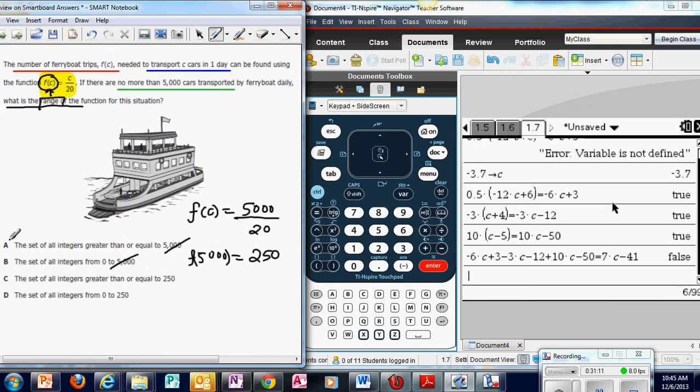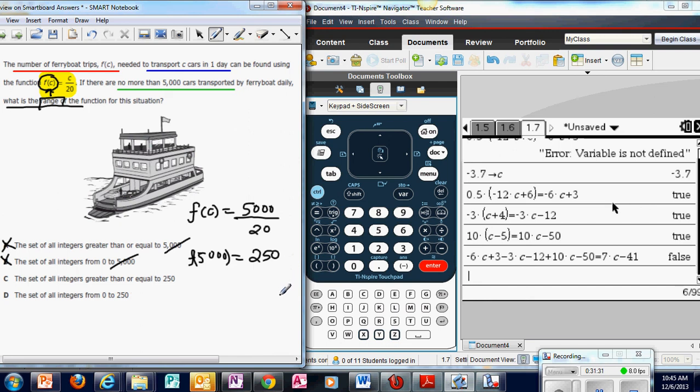And f of c is the number of ferry trips. So 5,000 has nothing to do with the range. It has to do with how we can calculate it, but it's not a part of it. So our question is, are the set of these numbers going to be greater than or equal to 250? Or are they going to be from 0 to 250?